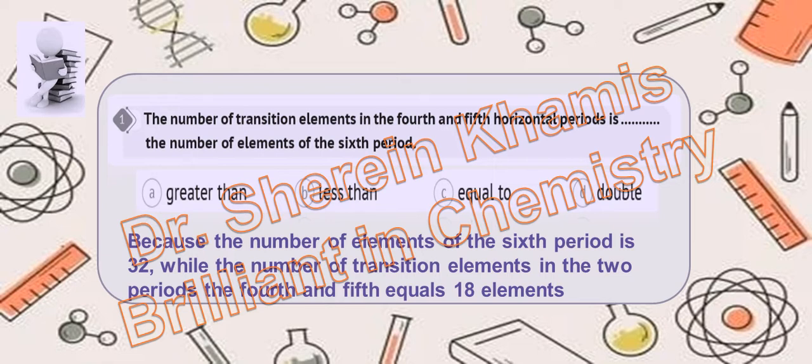If we start with the fourth and fifth periods, we say they are less than the sixth. So we start with the smaller number, and the number of transition elements is less than, so the right answer will be letter B. I think it's a simple and easy question. Let's go to question 2.